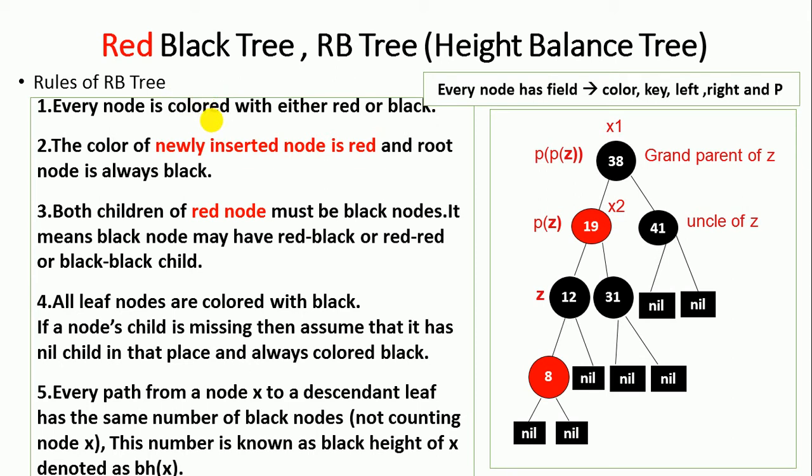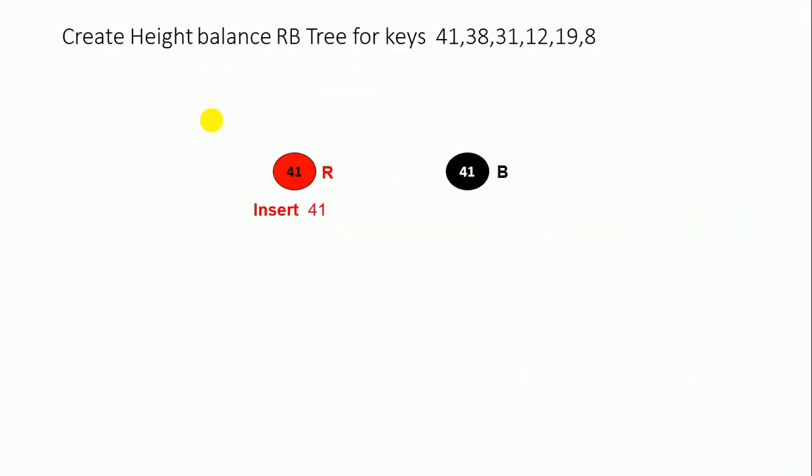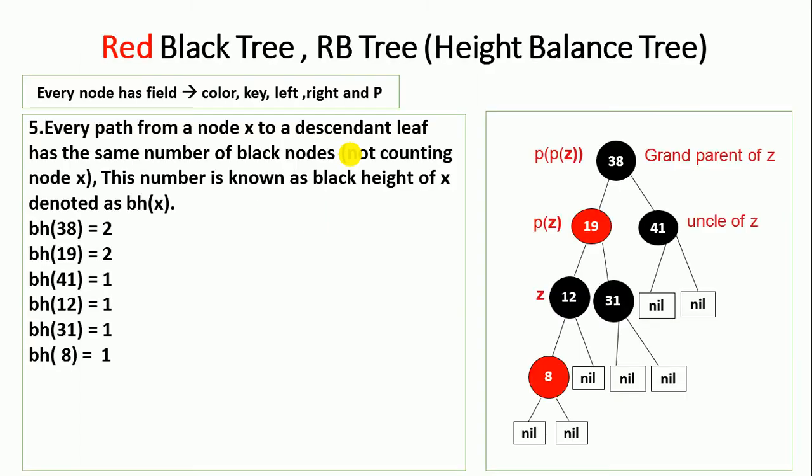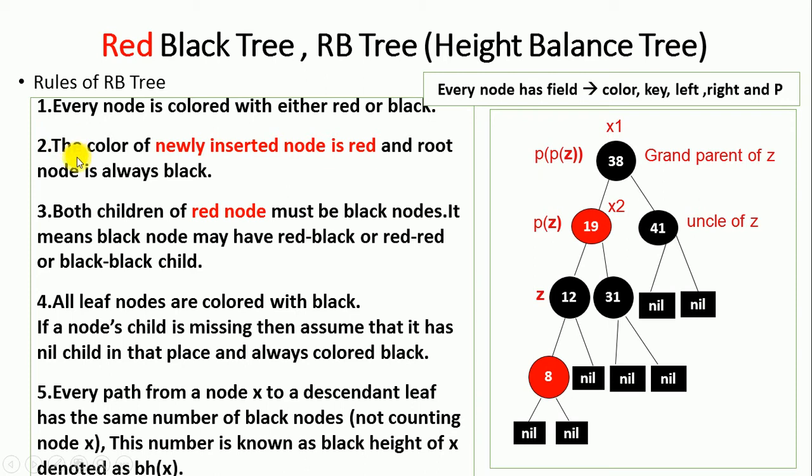So in red black tree, the newly inserted node color is red, and if it is a root node, then the color will be black. So we will make the color of this node 41 black, because this is a root node. So the color of any node may be red or black, but the color of the root node will be black. The second property is over, and the third property is that the children of a red node must be black nodes. Here you can see that 19 is a red node, so the children of this 19 will always be black, but the children of a black node may be red.